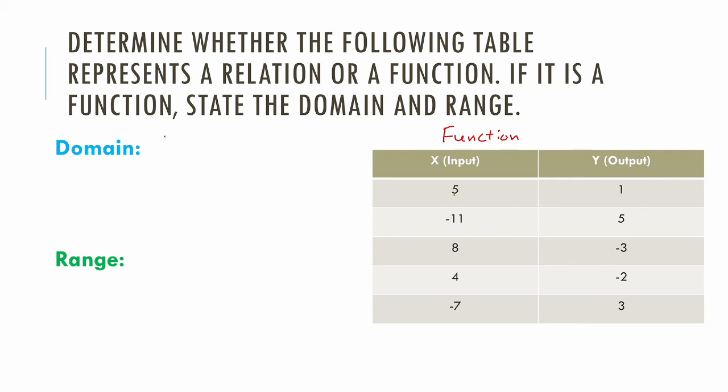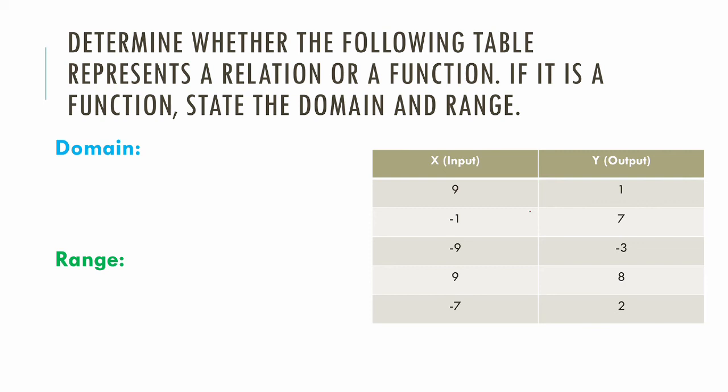Since it's a function, I'm going to find the domain and range. So my domain, again, are the input values. So I'm simply going to write all my x's: 5, negative 11, 8, 4, negative 7. And my range are simply my outputs: 1, 5, negative 3, negative 2, and 3. Let's try another.